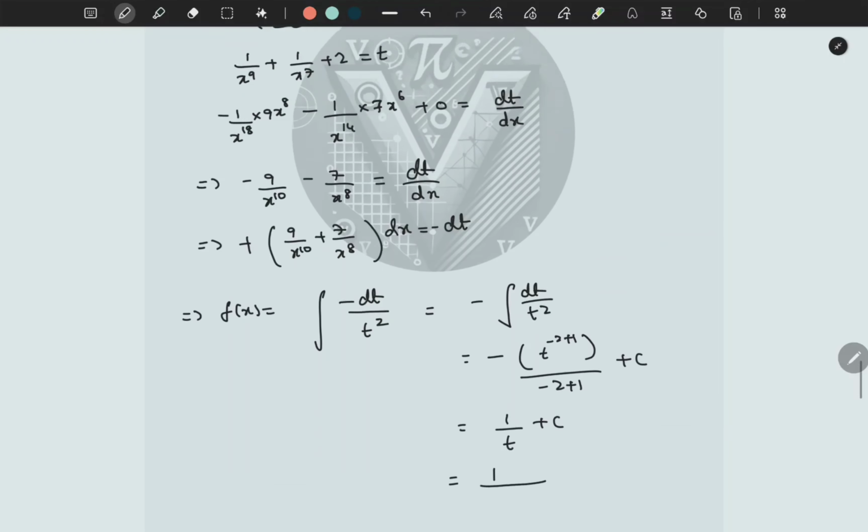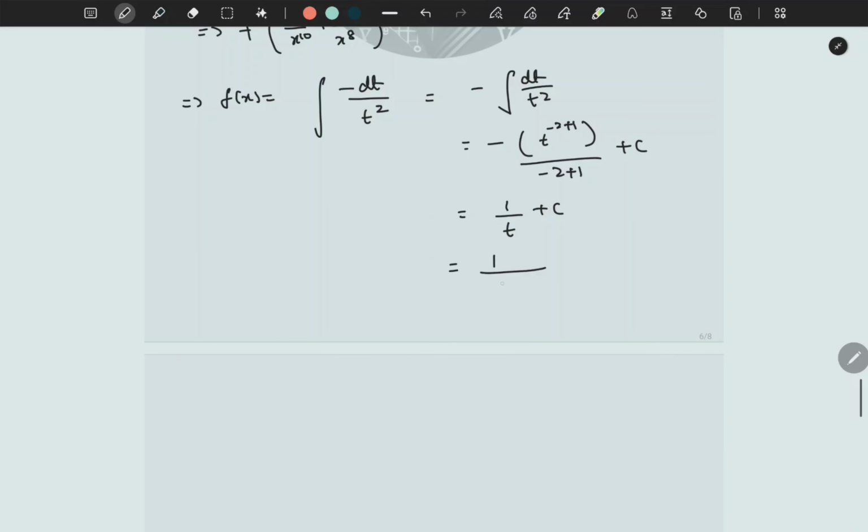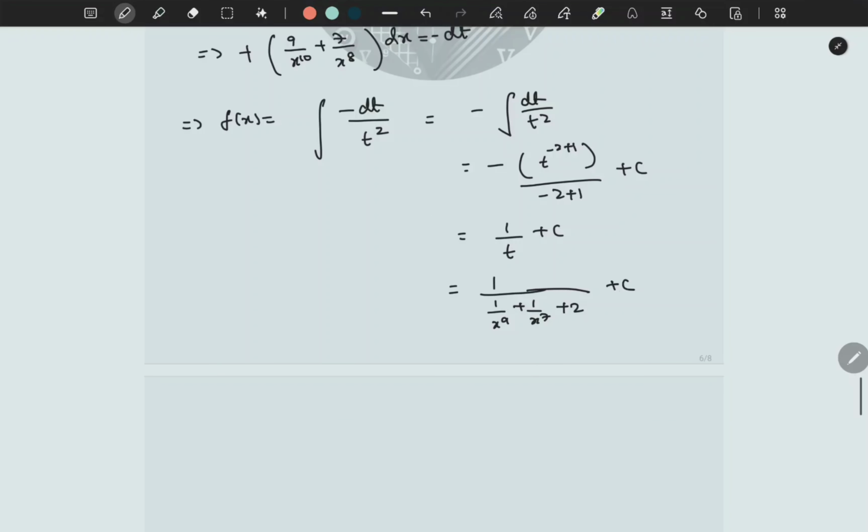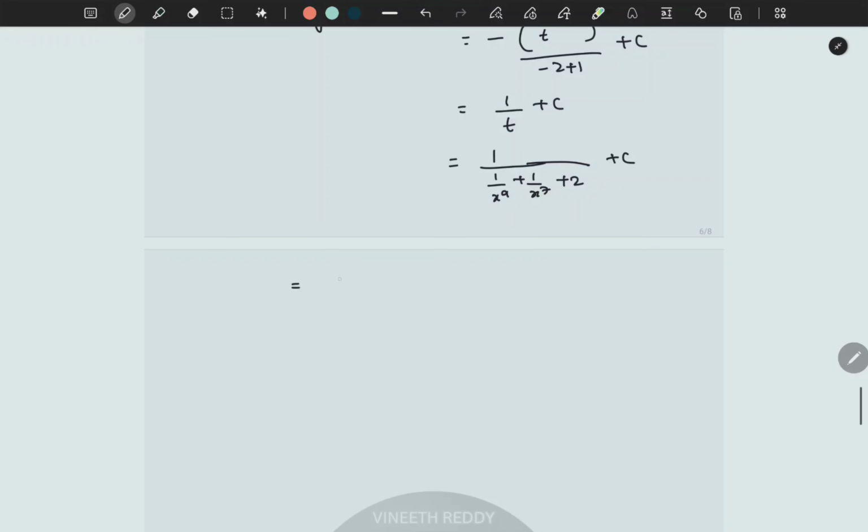And what is t? t is ultimately 1 by x power 9 plus 1 by x power 7 plus 2, plus c. So if I take x power 9 to the numerator, we get x power 9 divided by 1 plus x square plus 2 into x to the power 9, plus c. So this is nothing but f of x.